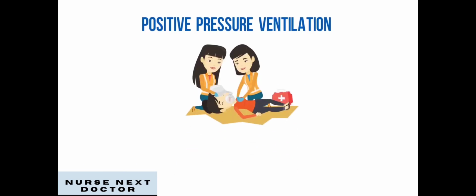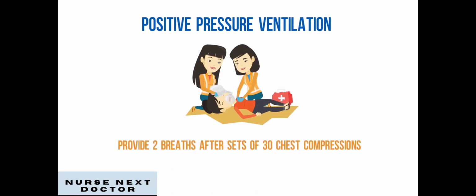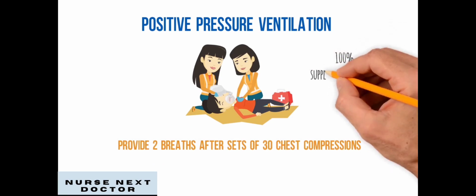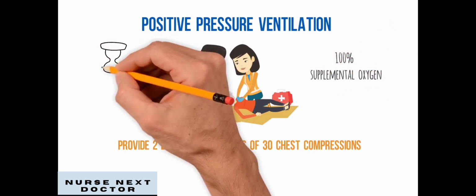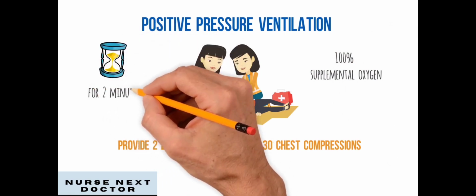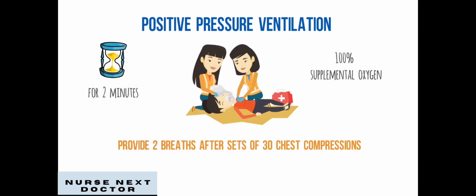Positive pressure ventilation. When using a bag valve mask device or other barrier device to provide positive pressure ventilation, provide 2 breaths after sets of 30 chest compressions and provide 100% supplemental oxygen. This is performed for 2 minutes. During this time, always ensure that high-quality CPR is provided.